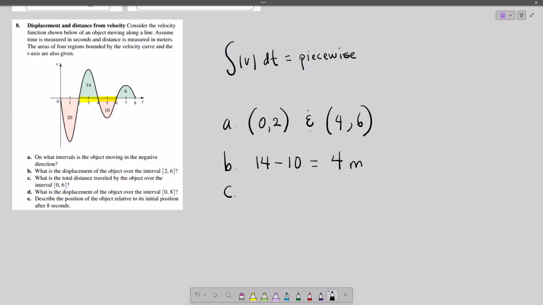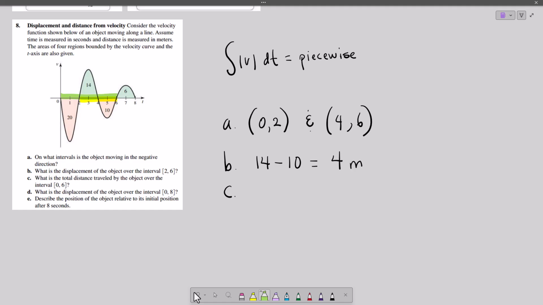Part C, what is the total distance traveled? Time interval 0 to 6. So 0 to 6. What is the distance traveled? What do you think? 34. Close? 44. 44. It's the addition. It's not the calculus. It's the addition.